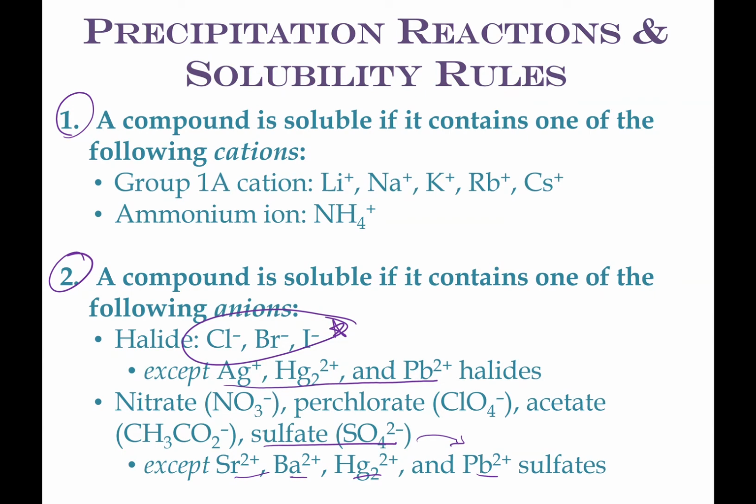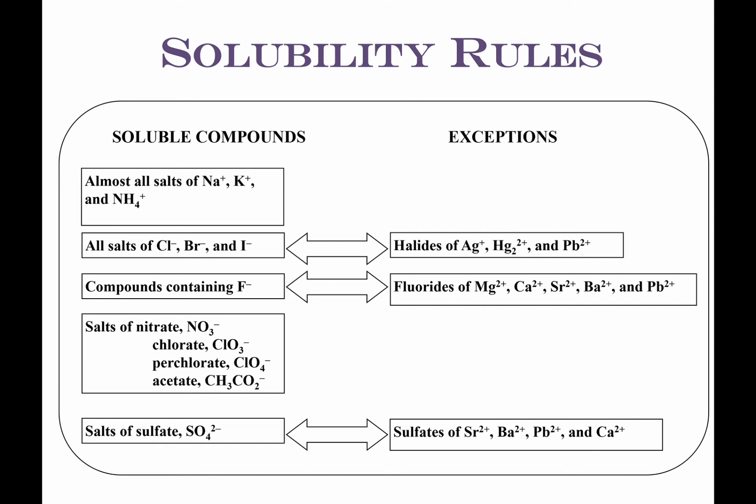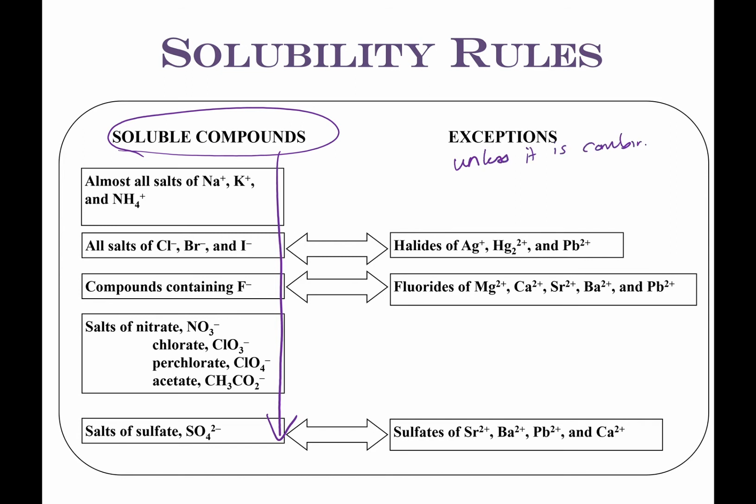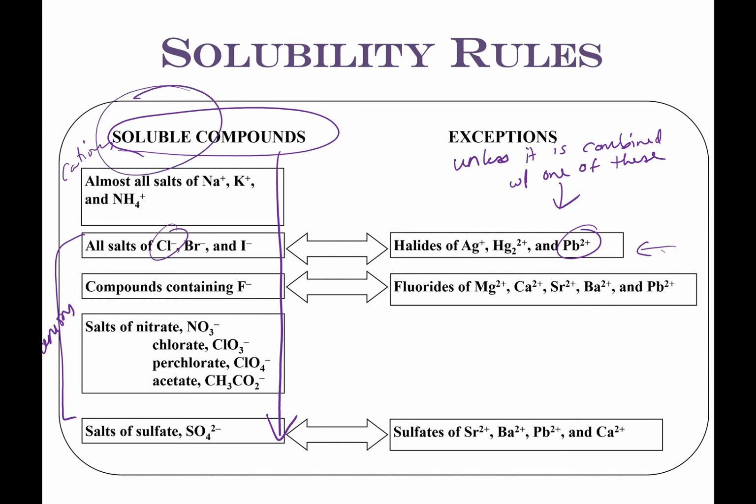Now, I have a better chart that I like to look at. This is what you have available to you on Blackboard. So these are the soluble compounds. So anything in this list is soluble unless it is combined with one of these. Now you're going to notice that all of these are anions. This is the only one that's cations. So if these are anions, these are all going to be cations. So if we have this anion combined with lead 2, it's going to be insoluble because it's an exception. Normally they're soluble, but an exception makes it insoluble.